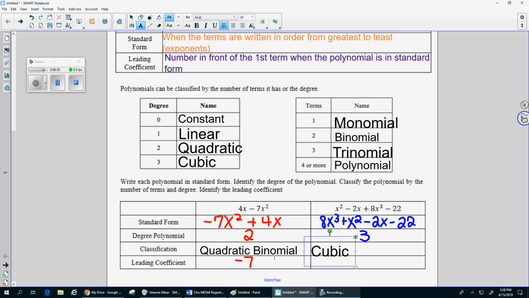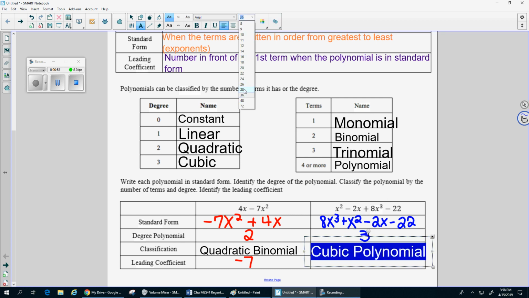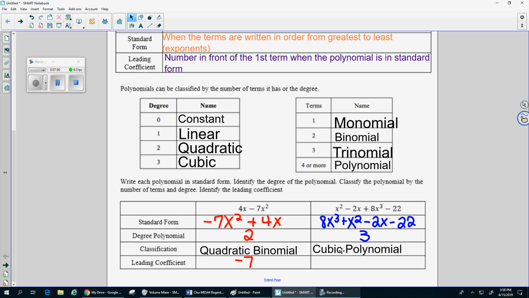And then let's count the number of terms we have. We have 1, 2, 3, 4. That's a polynomial. So we have a cubic polynomial. And last but not least, the leading coefficient is going to be the coefficient that's first when it's already in standard form. So I'm looking at my standard form. The coefficient in the front is an 8, so my leading coefficient is an 8.